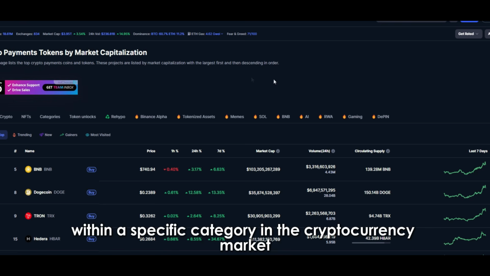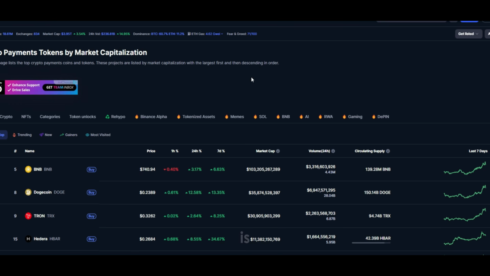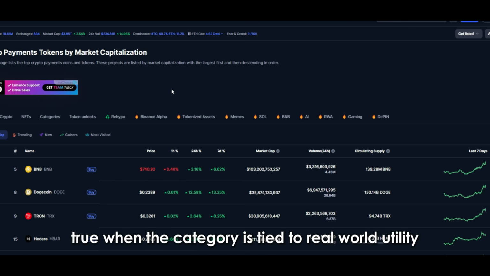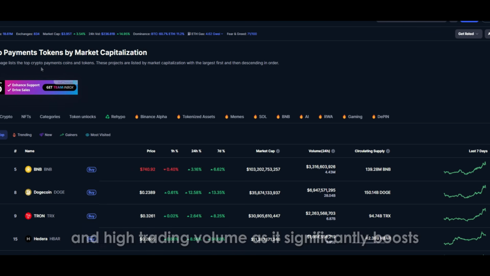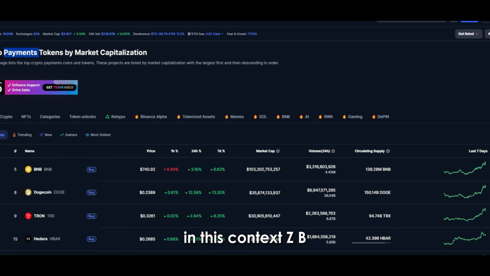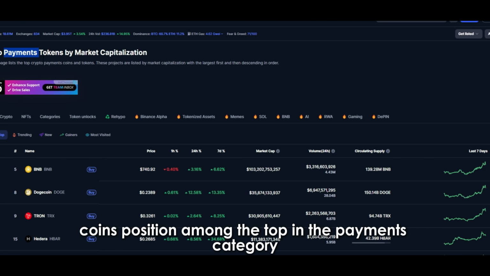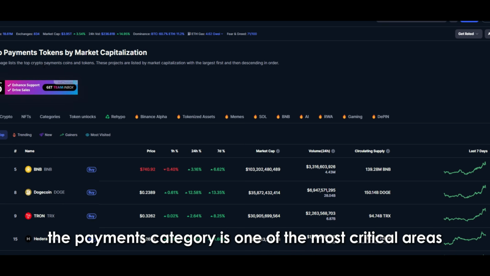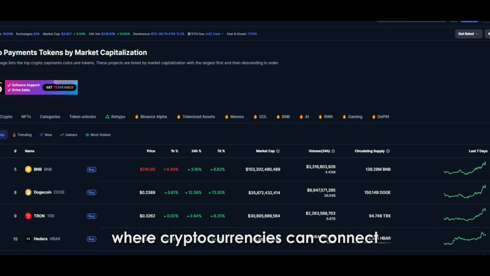Ranking high within a specific category in the cryptocurrency market is extremely important for a project's future. This is especially true when the category is tied to real-world utility and high trading volume, as it significantly boosts investor and exchange platform interest. In this context, ZBCN Coin's position among the top in the payments category presents a notable advantage, not just for the community, but also in terms of the listing criteria of major exchanges. The payments category is one of the most critical areas where cryptocurrencies can connect with real-world use cases.